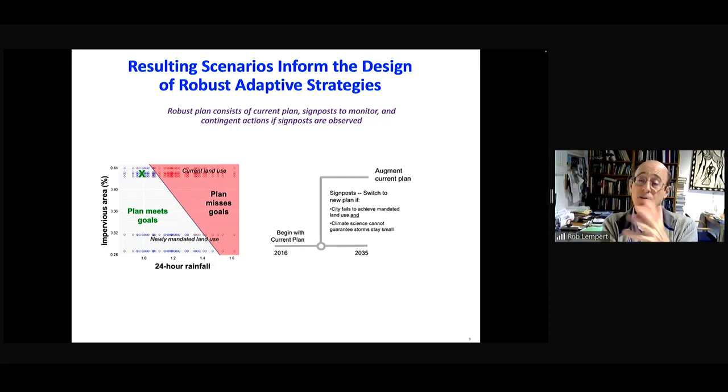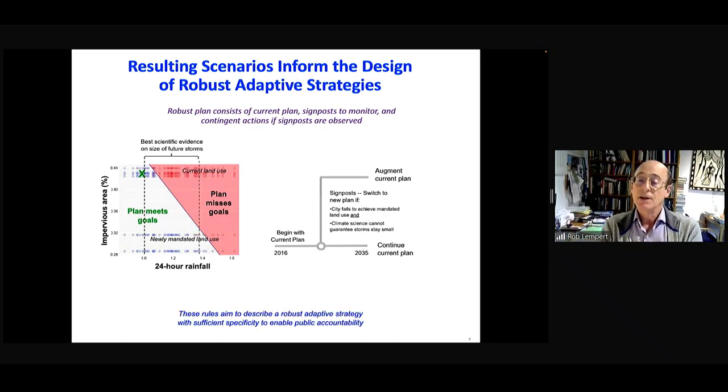And if you see the signpost, you can augment the plan to work better in the red region. And if not, you can continue the current plan. And the idea here is this aims to describe a robust adaptive strategy with sufficient specificity to enable public accountability.